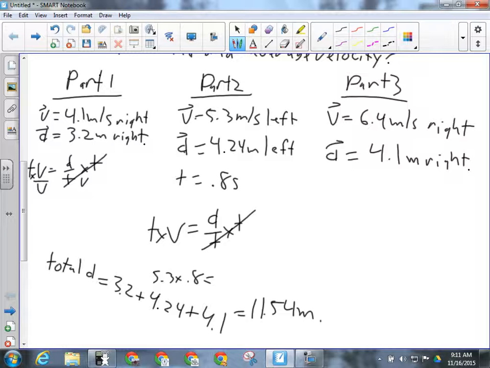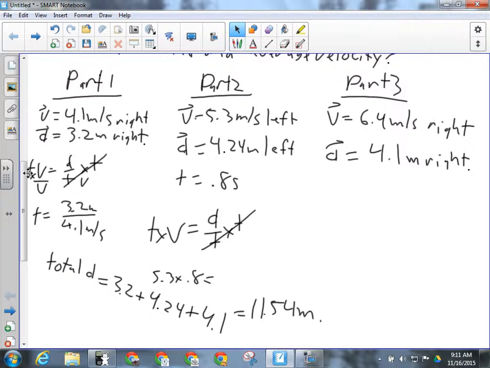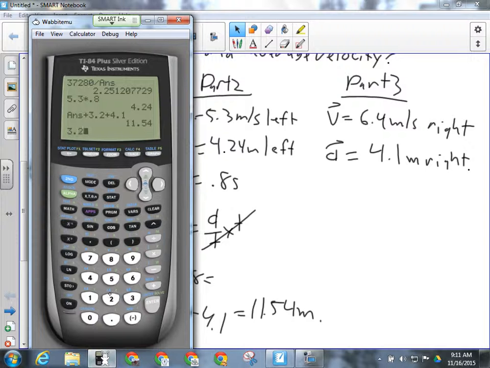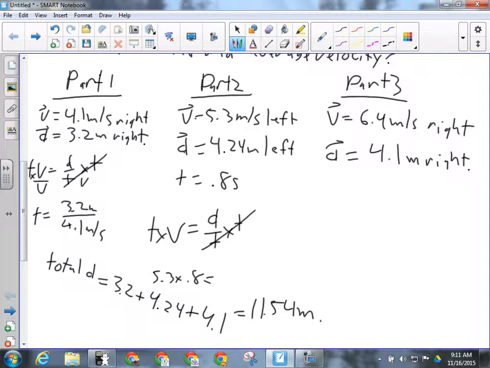All right. So t for this part of the question will be 3.2 divided by 4.1, because this is our meters and this is our meters per second. And when we divide those, the meters cancel and leave us with seconds. So we'll have 3.2 divided by 4.1, so 0.78 seconds. All right, so the time here is 0.78 seconds.